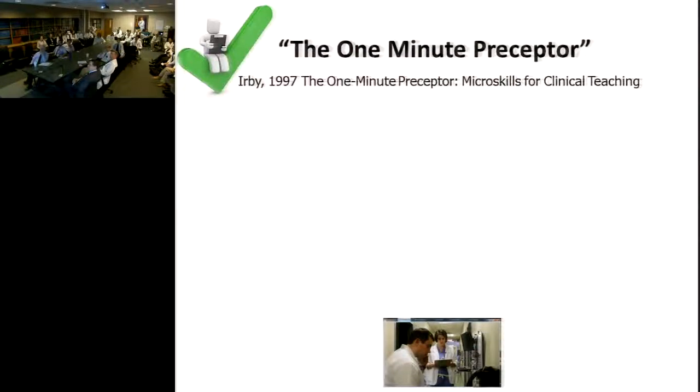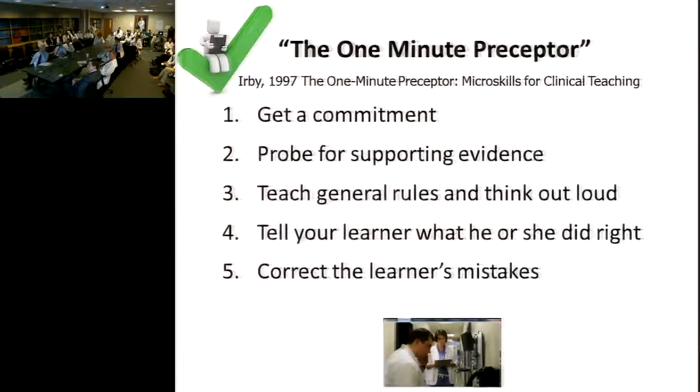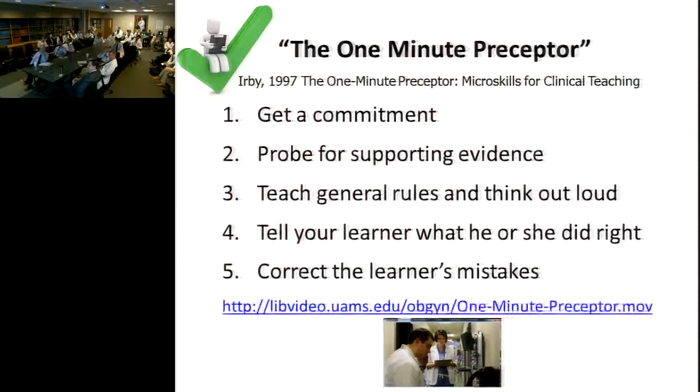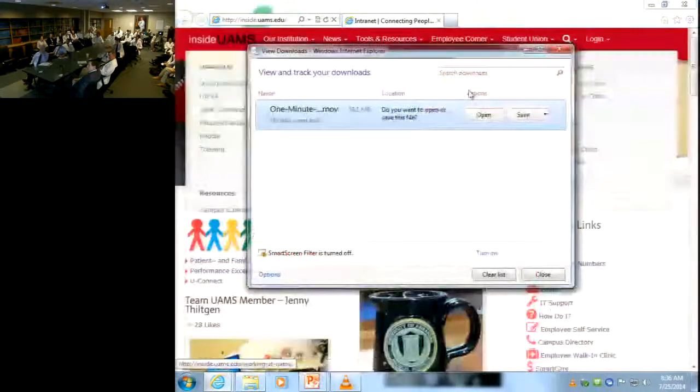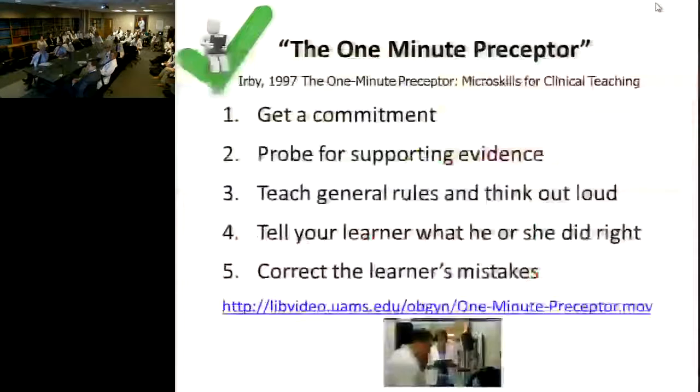There's a strategy that kind of brings some of all this together called the one-minute preceptor. You've probably heard about this. Residents, you all got a teaching manual at orientation. This is in there. You can get to that manual, anybody. It's online at our GME website under resources. These are the steps of the one-minute preceptor. And I'm going to show a video. It takes about three to four minutes.